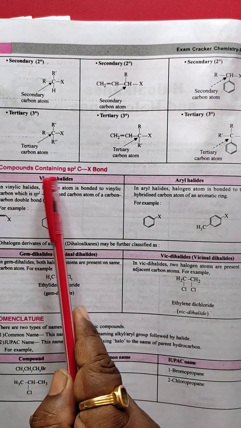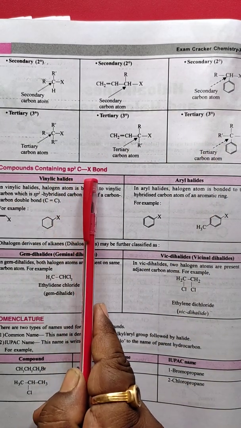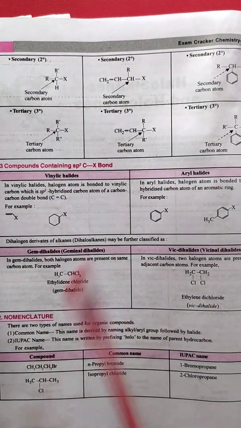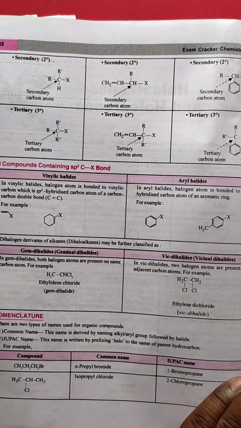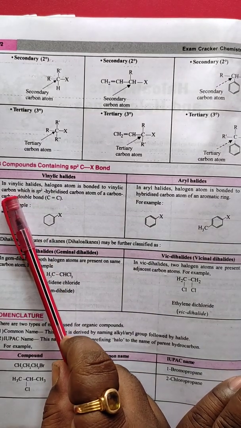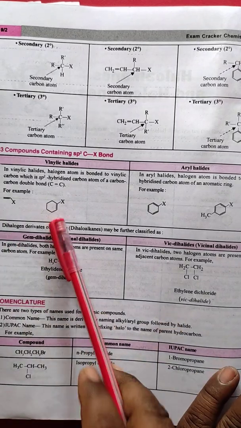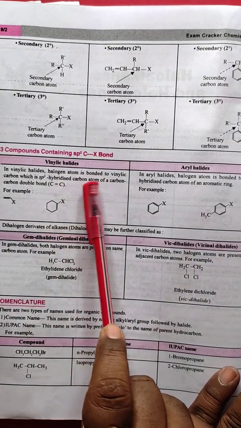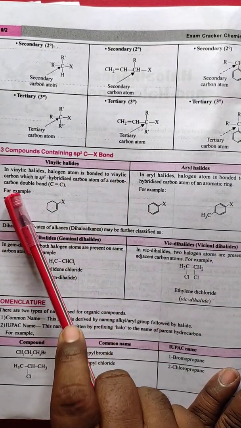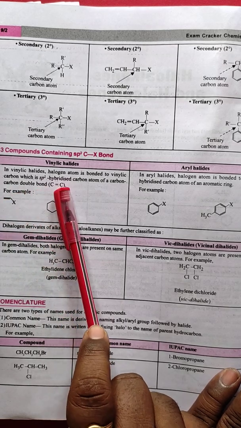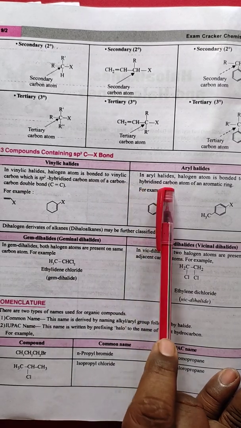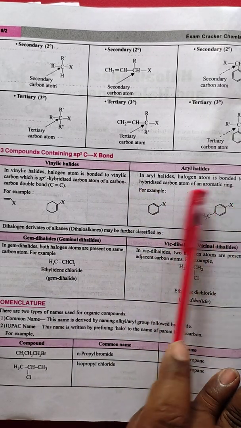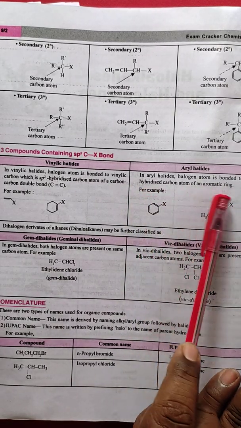After that, compounds containing sp2 C-X bond. If it contains an sp2 C-X bond, then we have this type of structure. In vinylic halide, the halogen atom is bonded to the vinylic carbon, the sp2 hybridized carbon atom of a carbon-carbon double bond. In aryl halide, the halogen atom is bonded to the sp2 hybridized carbon atom of an aromatic ring.